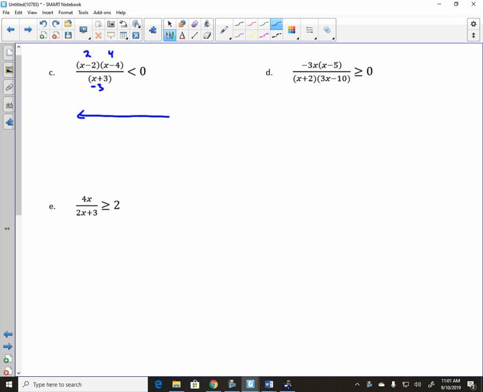Next, we set up a number line. And we put those zeros on the number line in order. Negative 3, and I like to put the number on top. 2 and 4.